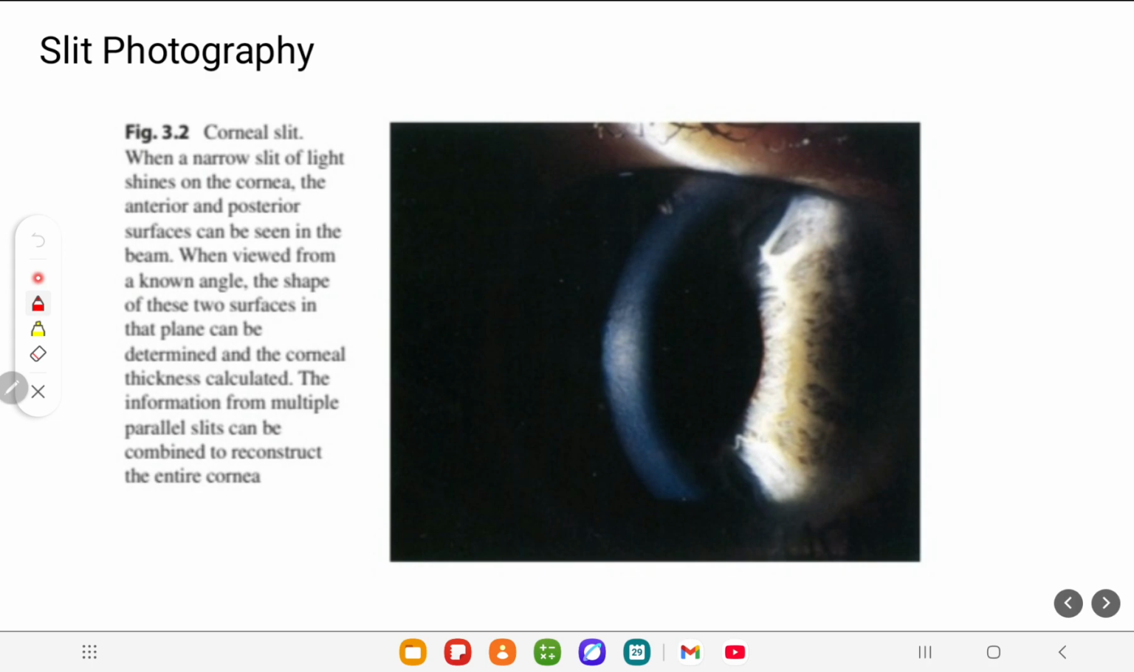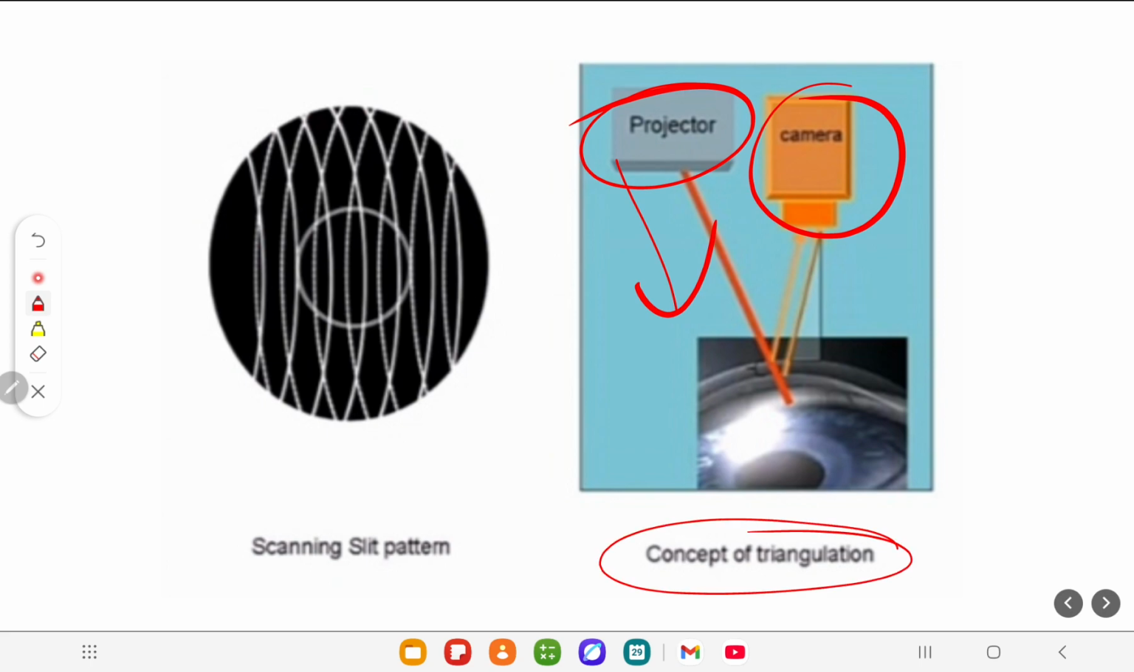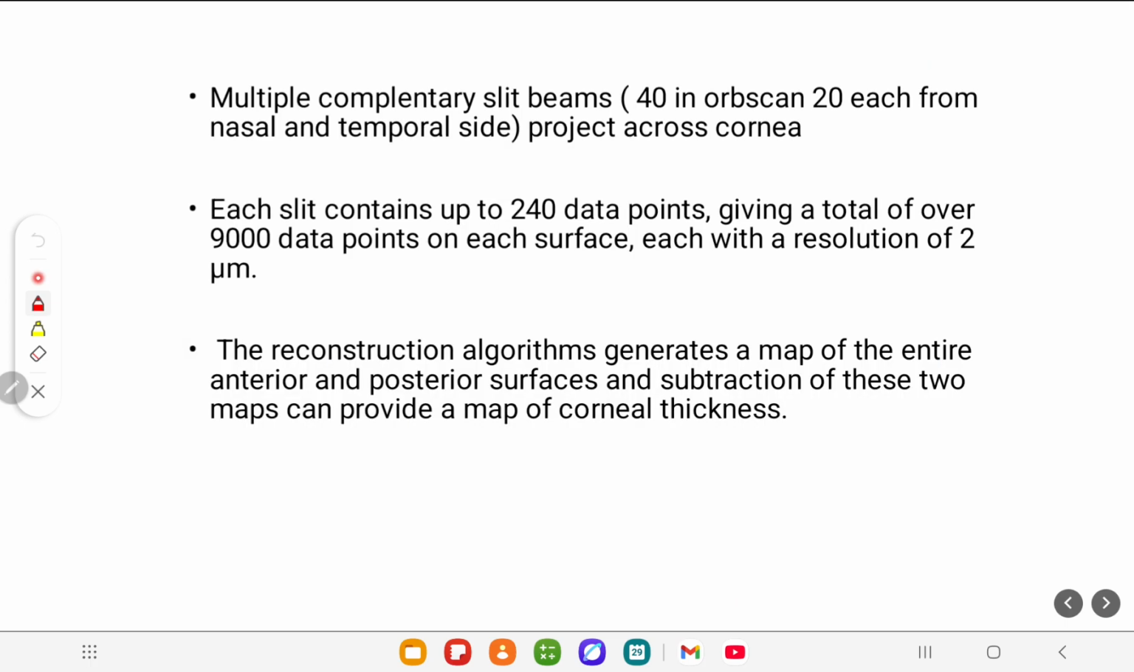So let's move a little bit to slit photography. Basically you project a slit on the cornea, and you project a number of slits from right and from left, and then record it with a camera. The concept is actually triangulation, but I will explain in a later video what the concept of triangulation is. So what is the simple way to understand slit projection based topography?